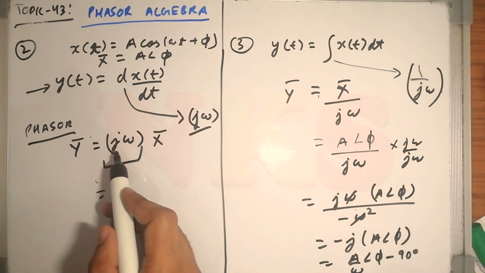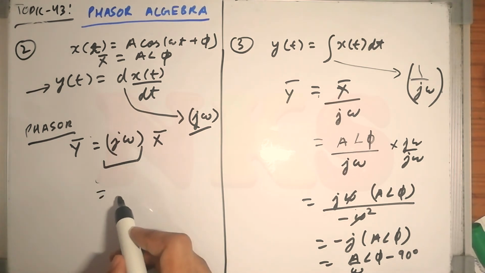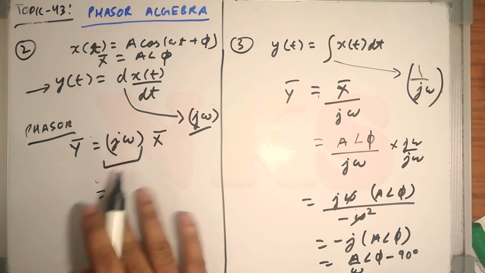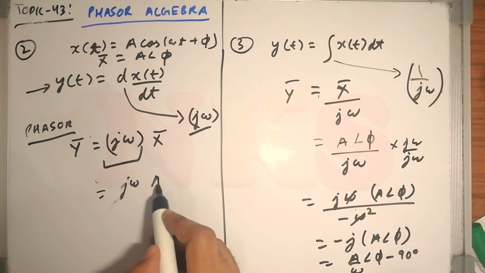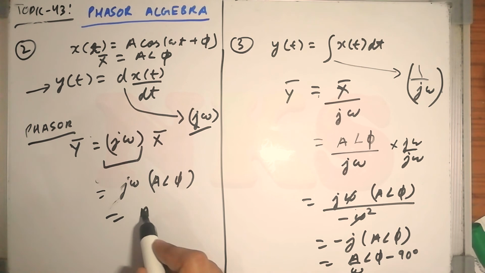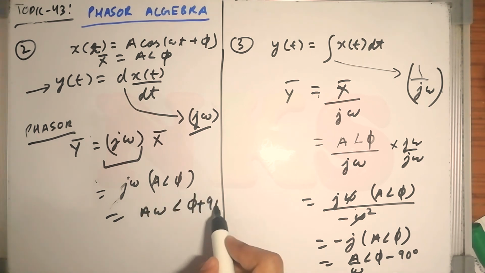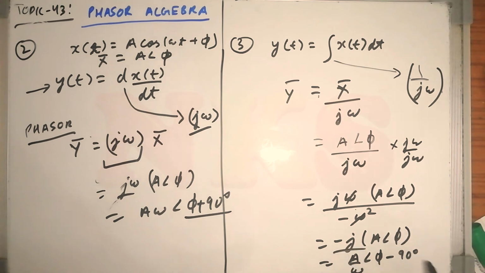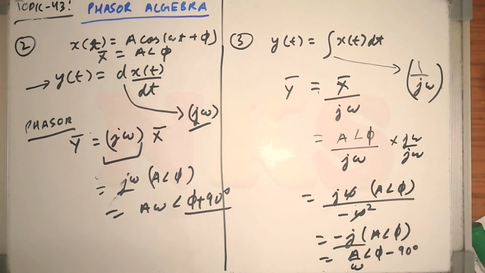Similarly here you have multiplied positive j, so if j omega A at an angle phi, it will become A omega at an angle phi plus 90, because here it is plus j, and there it was minus j. So that is how you do the things. It is A omega at an angle phi plus 90, and A by omega at an angle phi minus 90. So this is all about the phasor algebra.